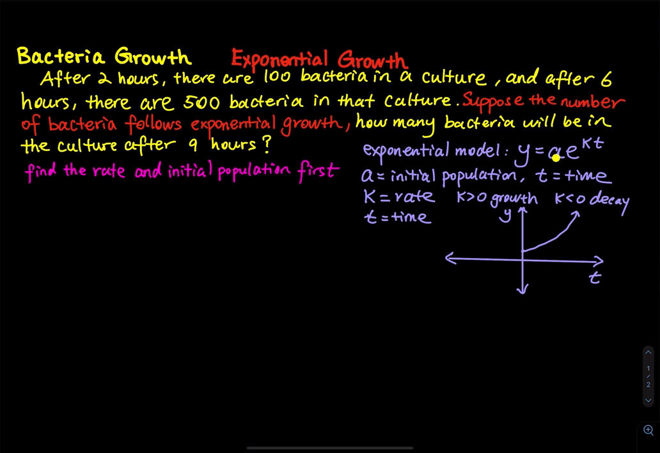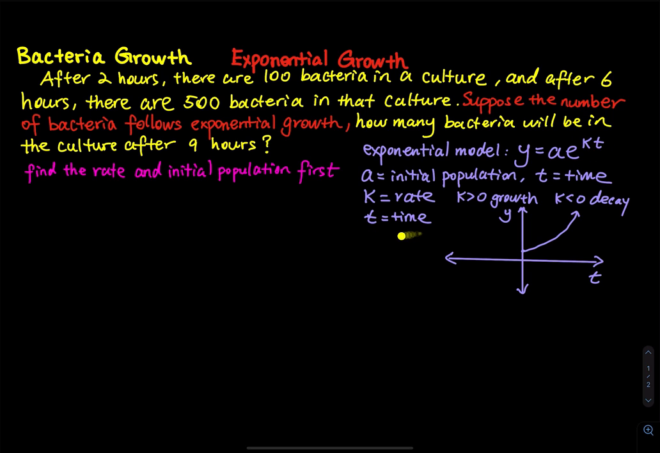A is the initial population, the number in front of the e that represents the initial population, t is the time, and k is the rate. When k is positive, there is exponential growth. When k is negative, there is exponential decay. You cannot have k equal to 0, because e to the 0 is just equal to 1, so the exponential term is gone.